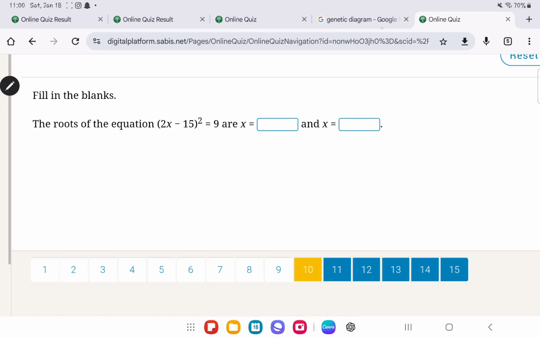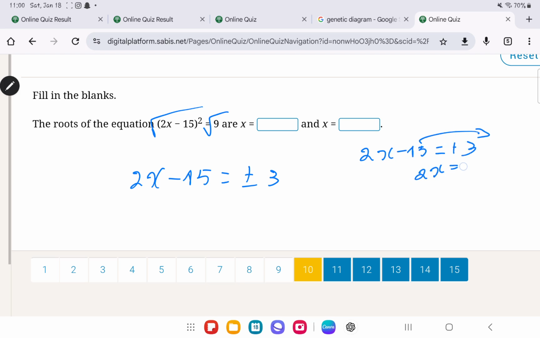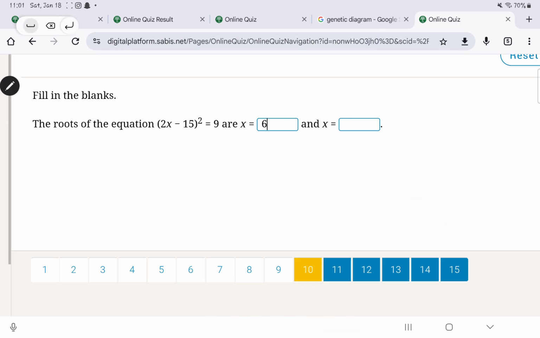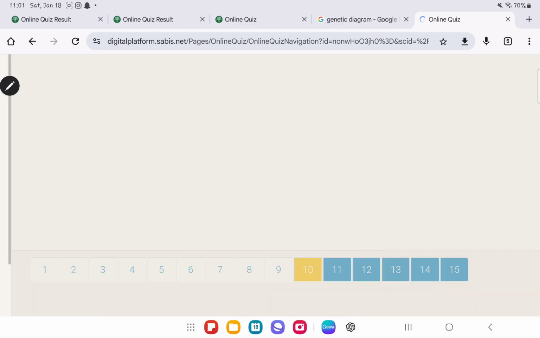Moving on to question number 10. This again is a very simple question. They need the root, so we are going to do radical over here and radical over here. So it is going to become 2x minus 15 is equal to plus or minus 3. So 2x minus 15 is equal to plus 3. Move it to the other side. 2x is equal to 18. Then x is equal to 9. 2x minus 15 is equal to minus 3. Move it to the other side. 2x is equal to 12. X is equal to 6. So we have x either equal to 6 or equal to 9.